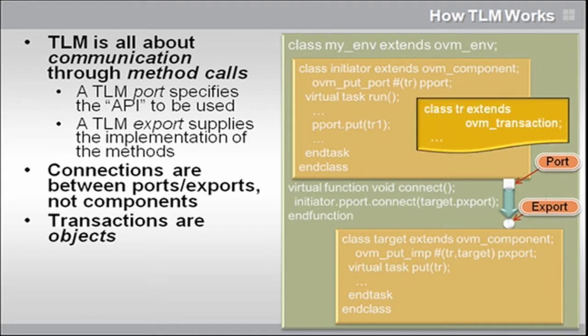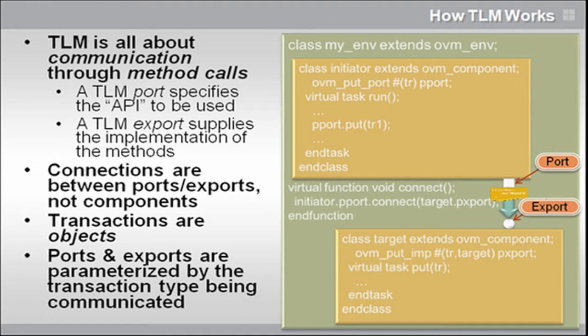Transactions, which are what get communicated through these interfaces, are objects. They're extended from OVM transaction, or as we'll see later, OVM sequence item. And these transactions get communicated from the port to the export. The ports and exports are actually parameterized by the type of transaction being communicated.